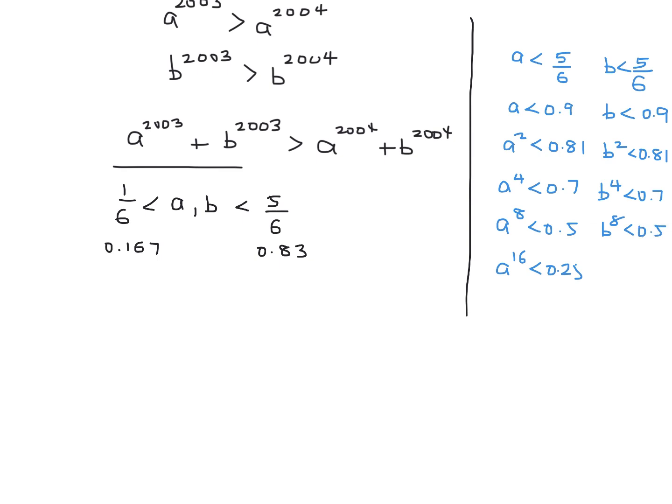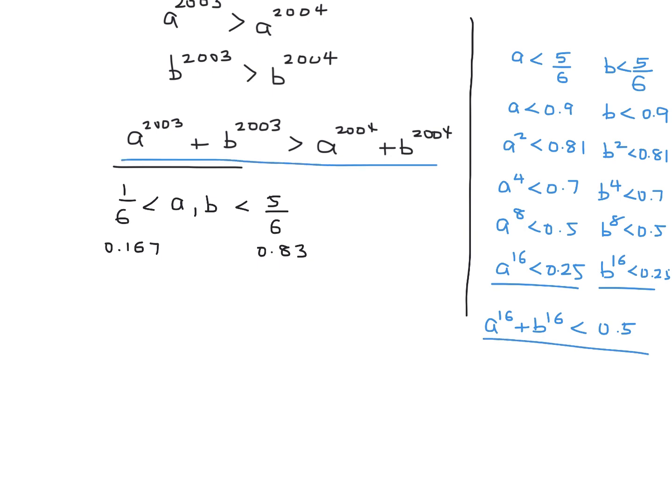0.5. And b to the power of 16, 0.25. And these are all approximations. So if you add this, a to the power of 16 plus b to the power of 16 is less than 0.5 if you add this and this. Okay, now we want to combine this guy and this guy.